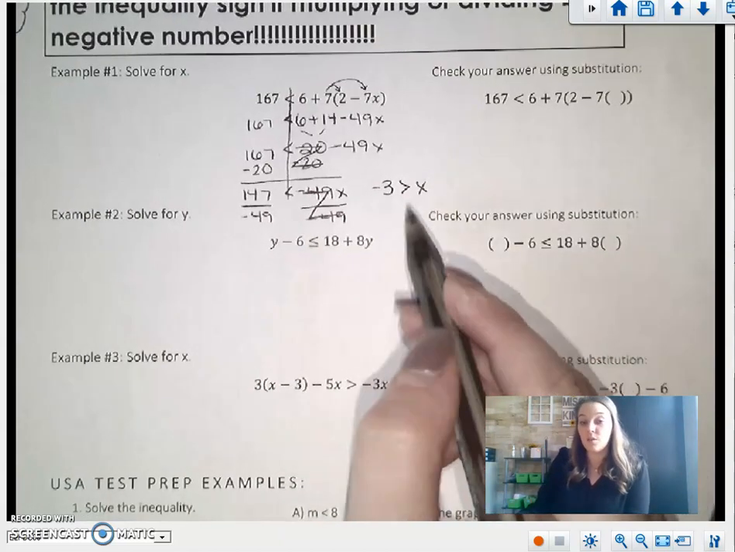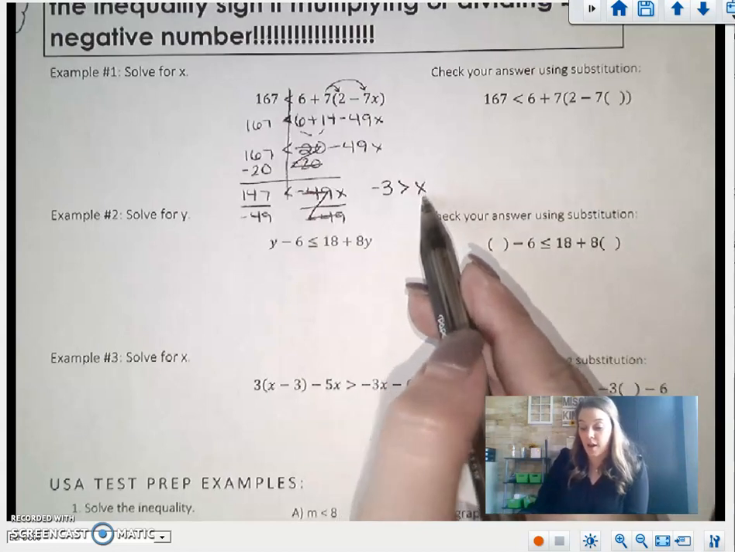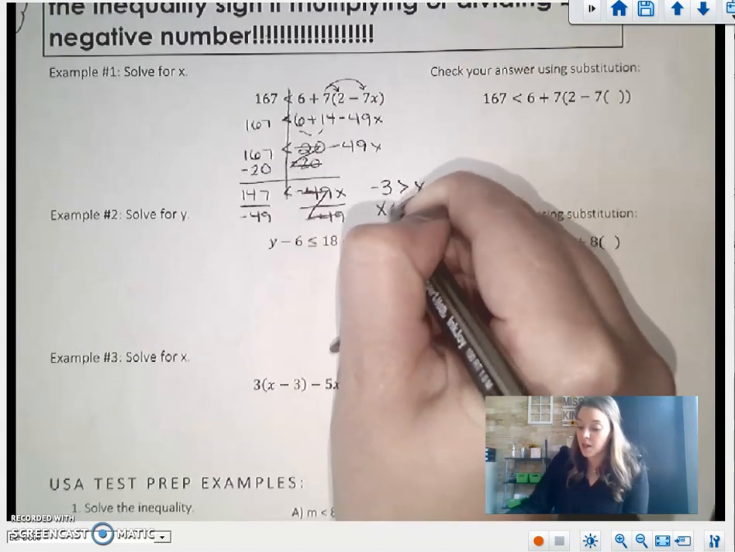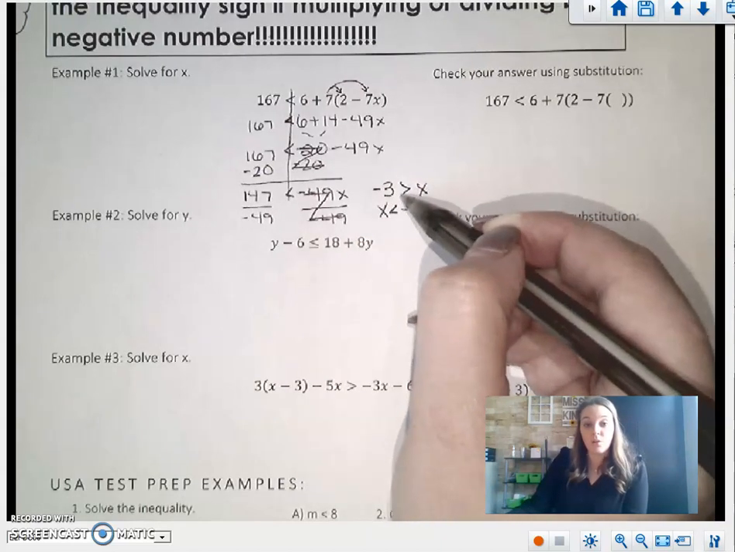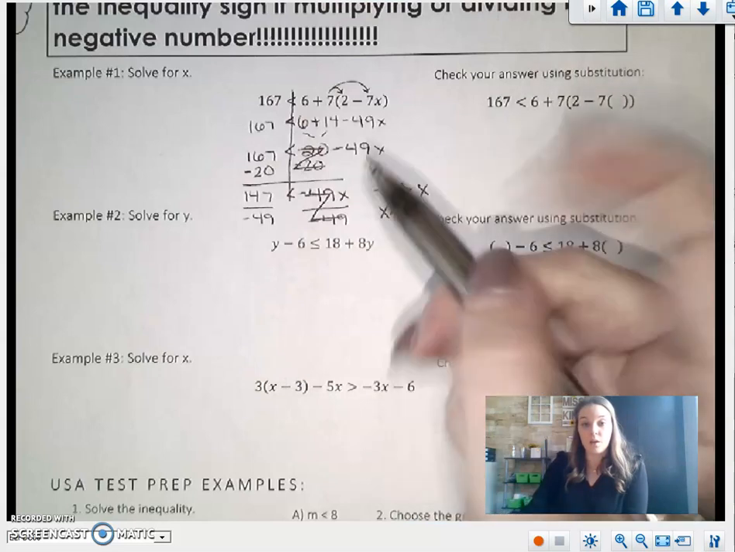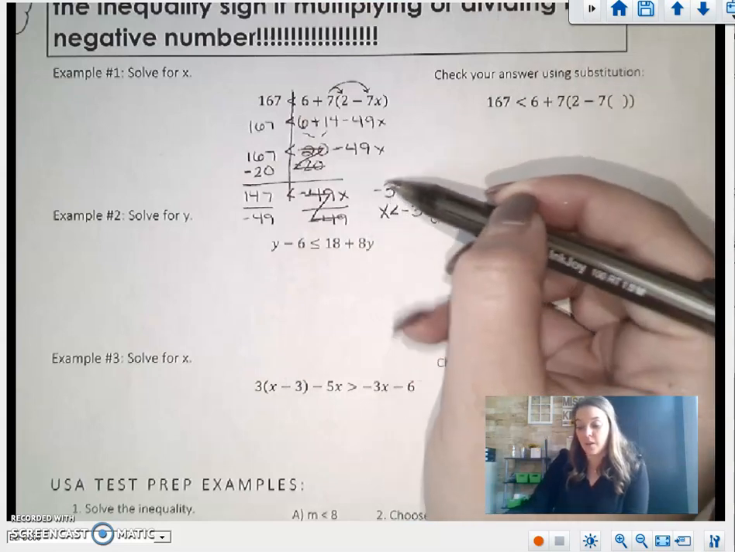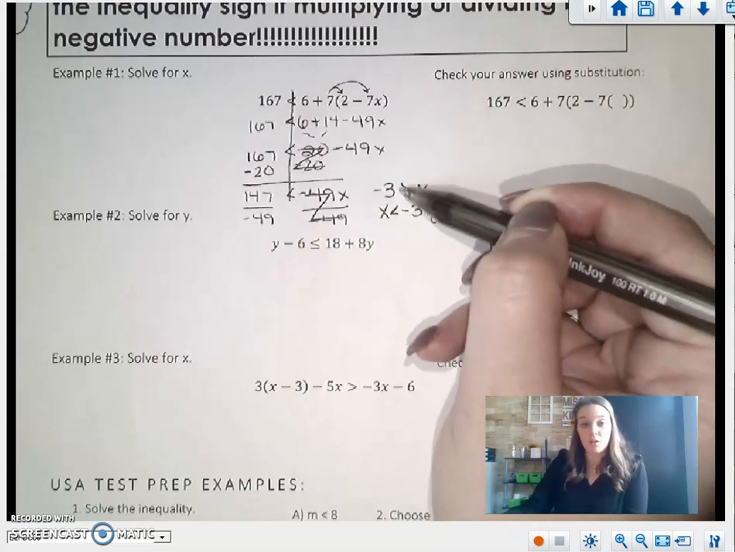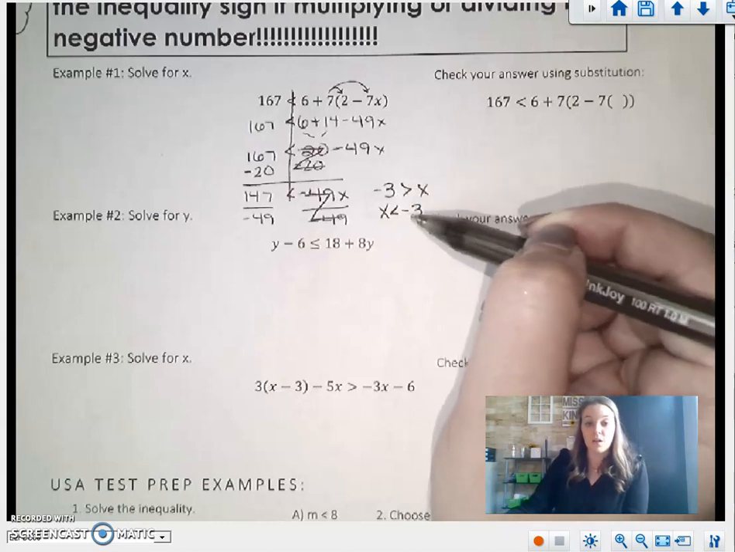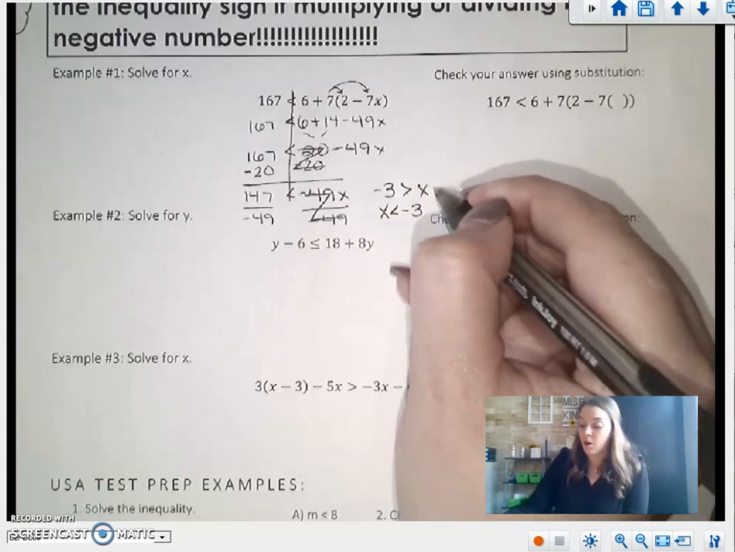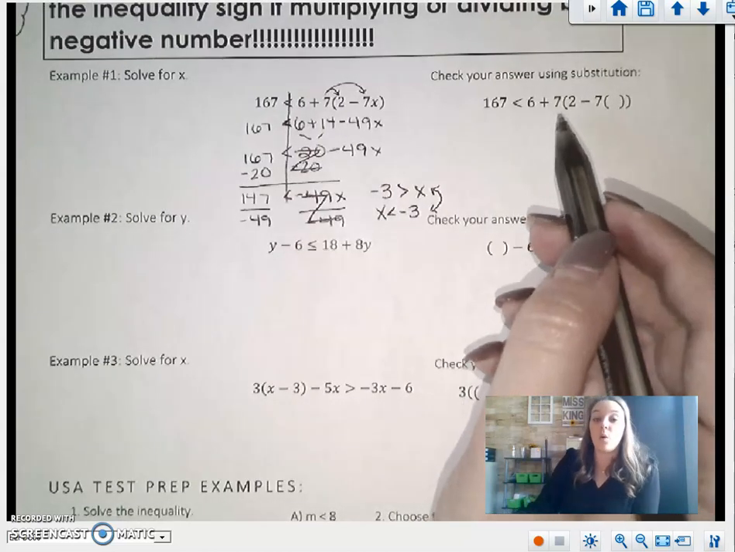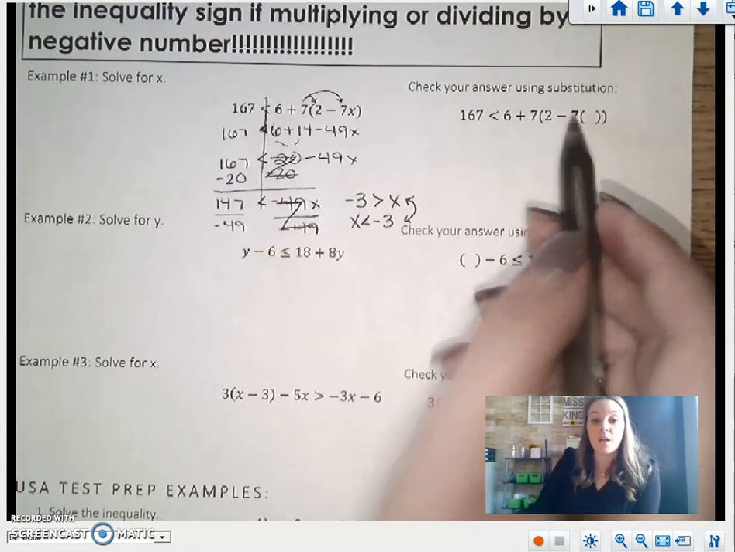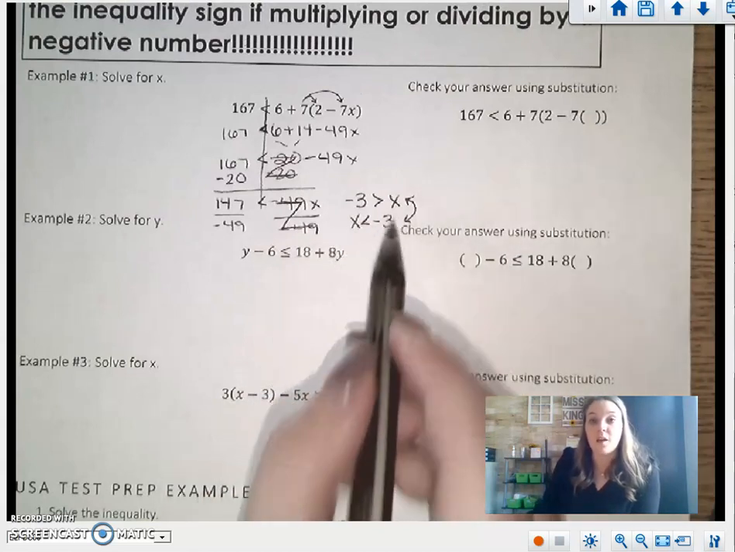So negative 3 is greater than x, which is the same thing as saying x is less than negative 3. The mouth of your inequality, so whichever way that inequality is facing, has to say the same. The negative 3 is where the mouth is. So these are interchangeable. It's the same answer. So you can check your answer by plugging in any number that is less than negative 3.